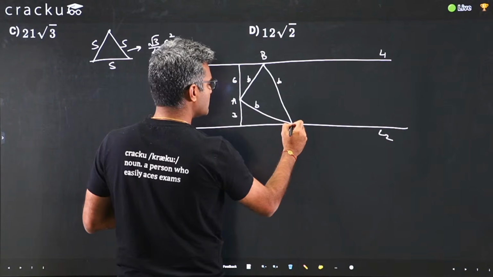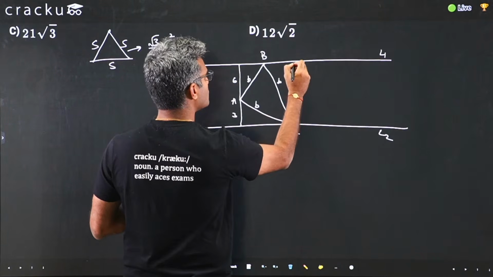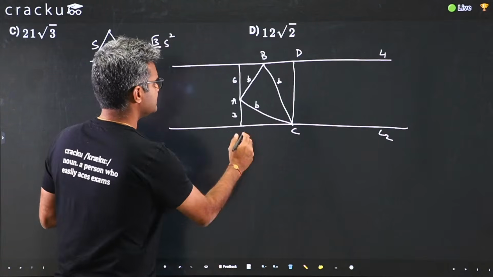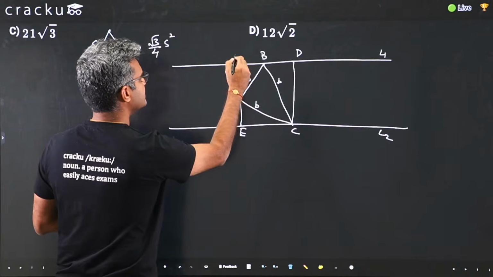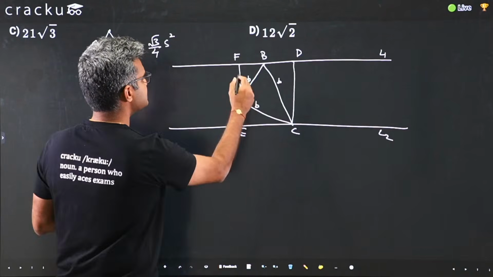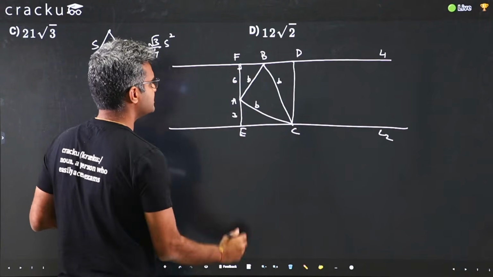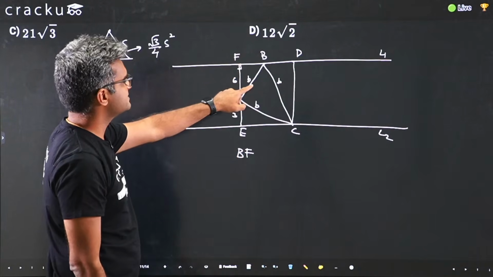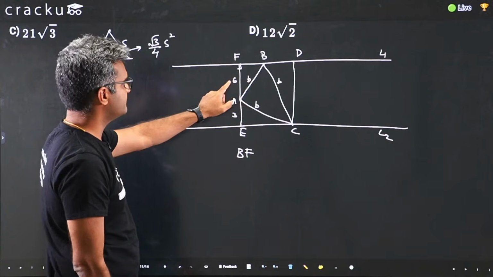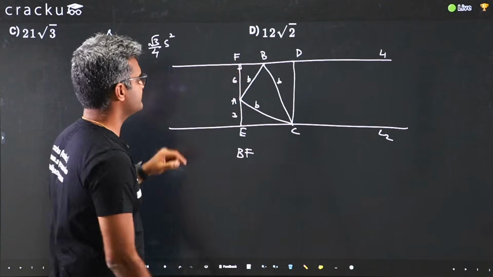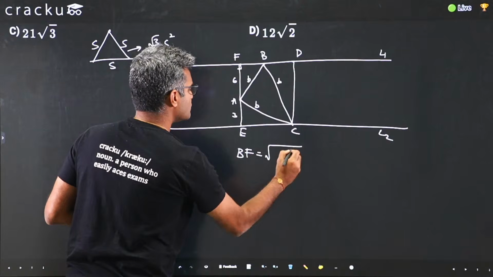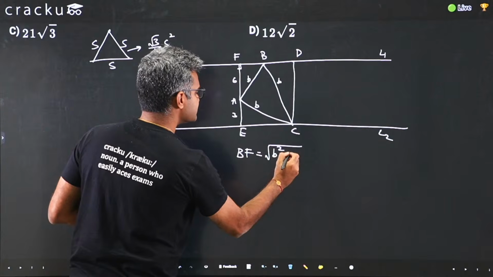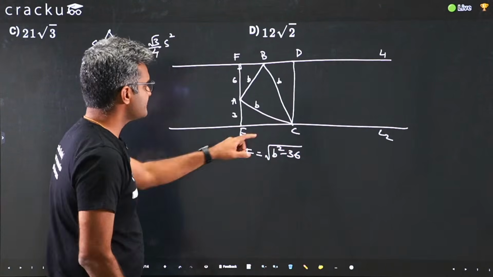Let us draw a perpendicular from C to L2. Let this point be D. Now, let this point be E and let this point be F. This is a right angle triangle. What is the length of BF? This is a right angle triangle. One side is B, which is the hypotenuse. One side is 6. So the third side will be equal to square root of B square minus 36.